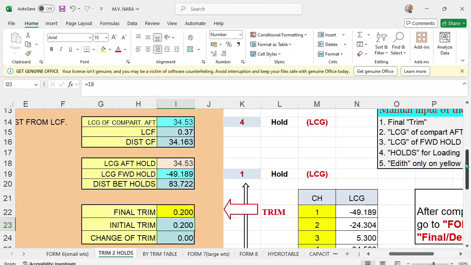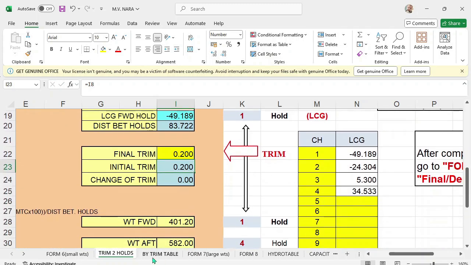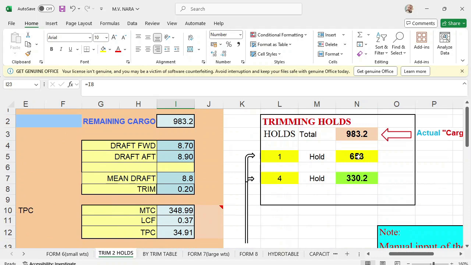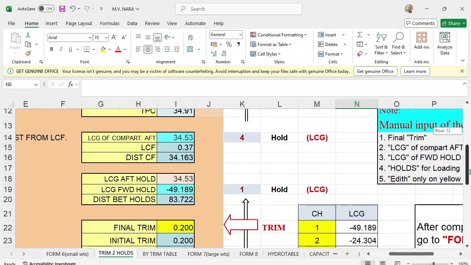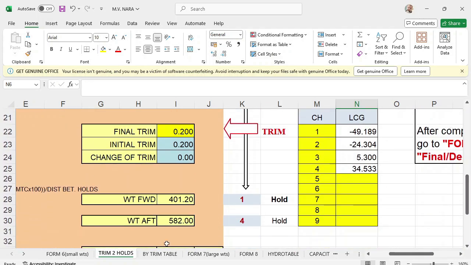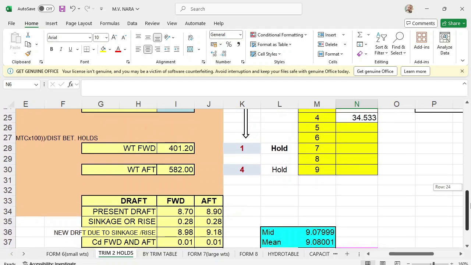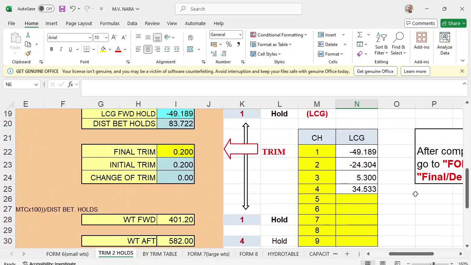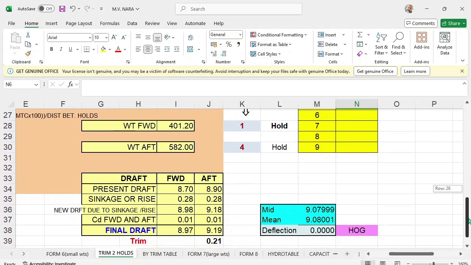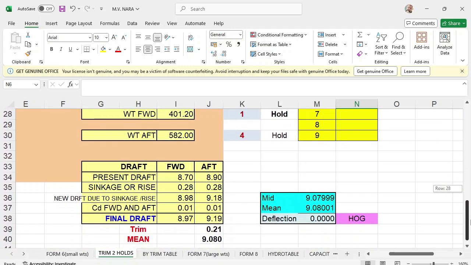How much are you going to load in hold number 1? Number 1, it says 401. So we put 401. And number 4 will be 582.2. You get your 582. And what will be your trim? The trim says 21 here, so you have 21 centimeters.